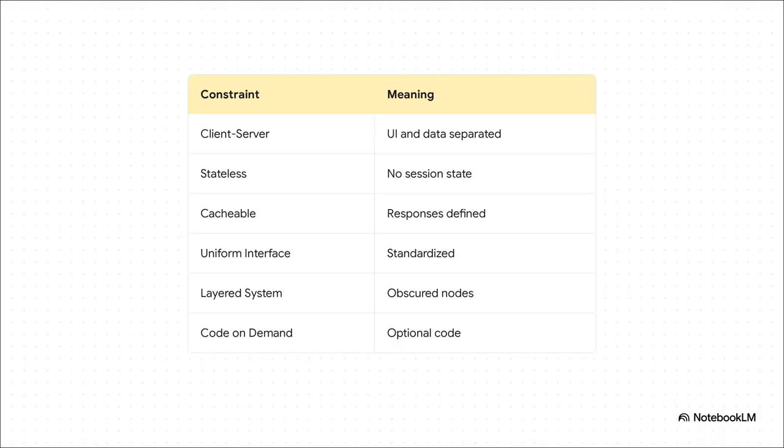Now, what's really interesting about this is that to be truly RESTful, your API literally must satisfy all of these constraints. It has to be stateless, meaning the server stores zero session state between requests. It's got to be cacheable. It can operate in a layered system where the client has no idea if it's hitting a load balancer or the actual end server. But the absolute cornerstone of the whole thing, the uniform interface. All interactions must follow a standard interface, no exceptions.